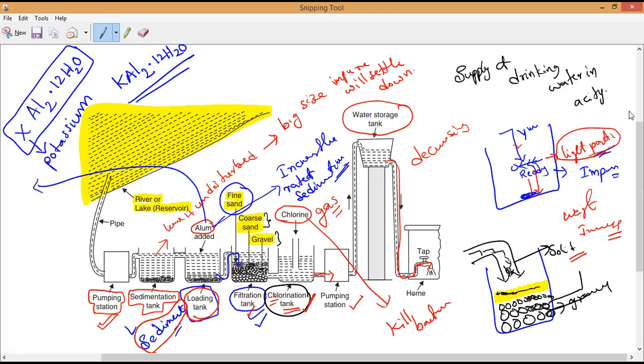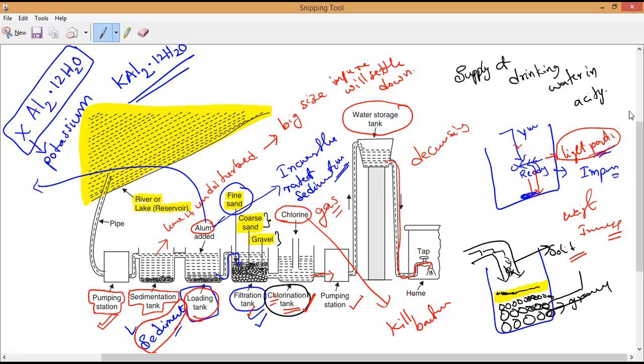So in the filtration tank, what are the 3 layers present? Fine sand, coarse sand, and gravel. Now, the chlorination tank. What is the importance of the chlorination tank?